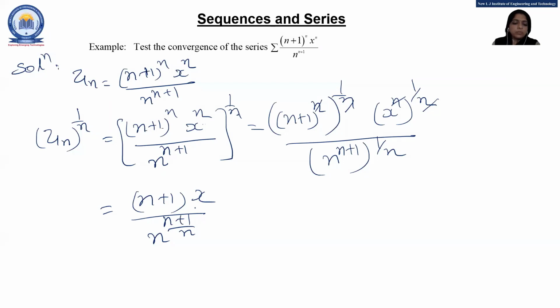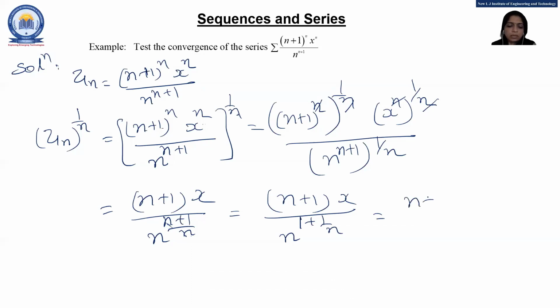So we put here (n plus 1) into x. After dividing individually, n by n is 1 and this is 1 upon n. So this is n raised to 1 plus 1 by n. So I am putting here (n plus 1) into x upon n into n raised to 1 by n. If you have any doubt, let me know in the chat box about this step. These are the important steps.